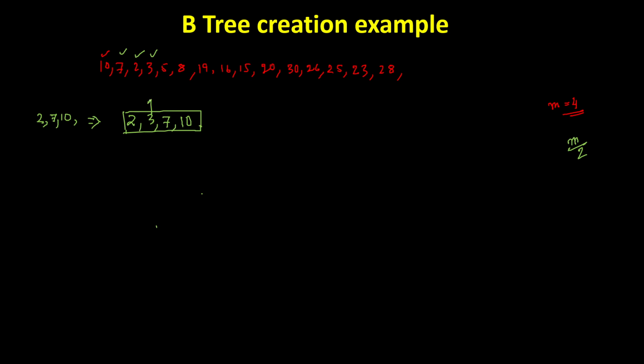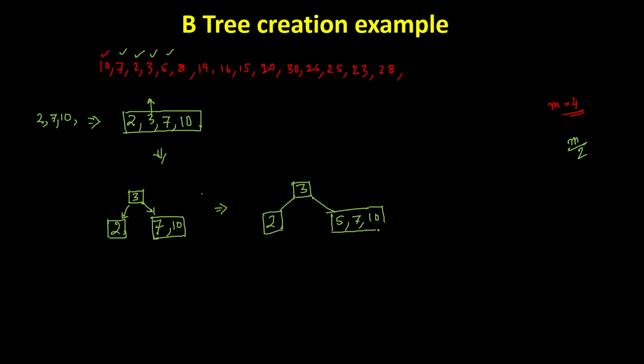Naturally, this one will go up, right? So next it will be something like 2 on this side, and 7 and 10 on this side, and above this there will be 3. Fine. Now you see 5 will come. Where will 5 go? 5 is greater than 3, so on this side, and 5 is lesser than 7. So naturally it will be 3, here I had 2, and on this side we will have 5, 7 and 10. Still you see this is a proper B tree of order 4, because a maximum of 3 children is there.